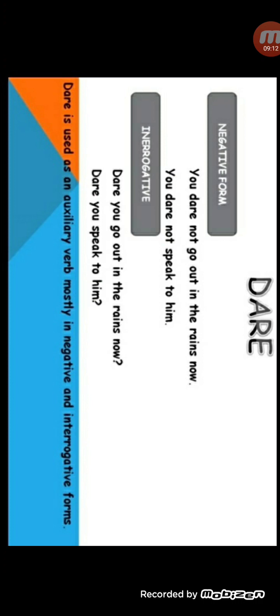Interrogative. When you want to make a sentence interrogative: dare you go out in rain? Means she's shouting, right? Dare you speak to him? Interrogative. So with the negative form, not is written after your modal auxiliary verb. You dare not go out in rain and you dare not speak to him.